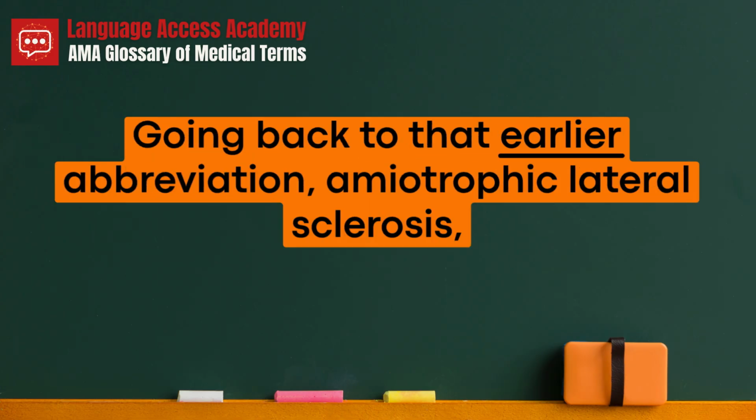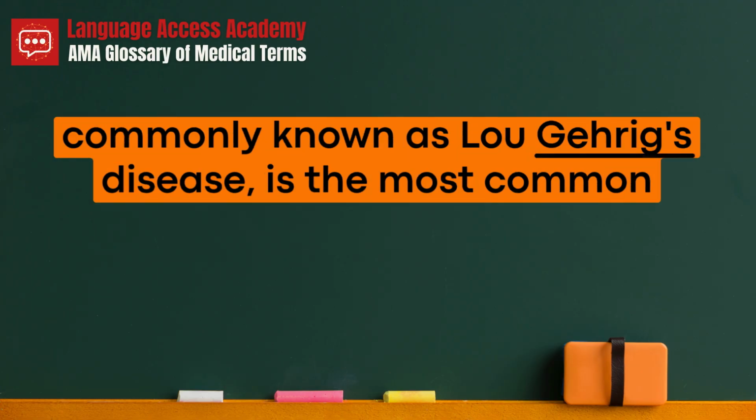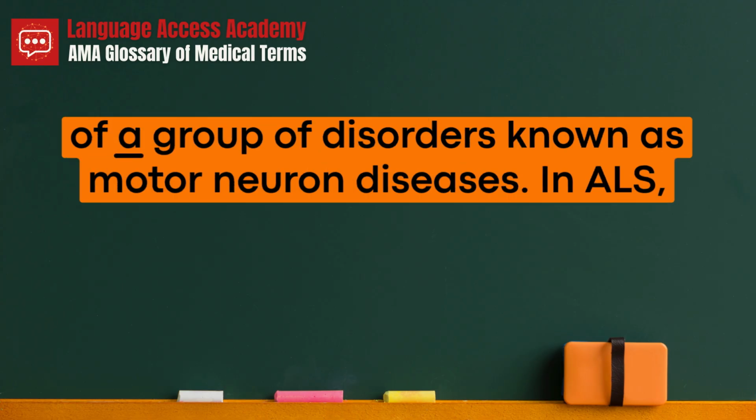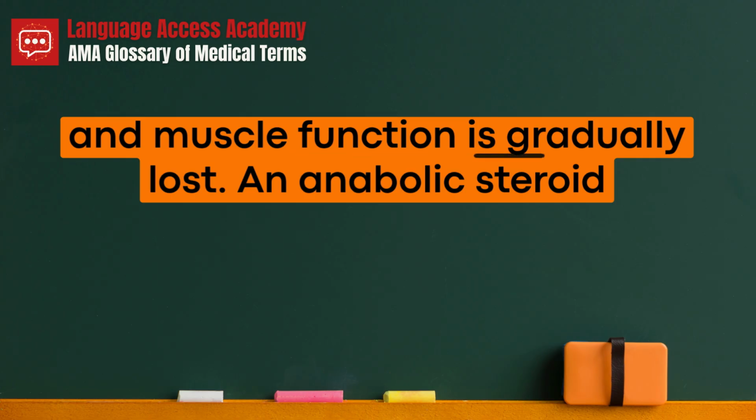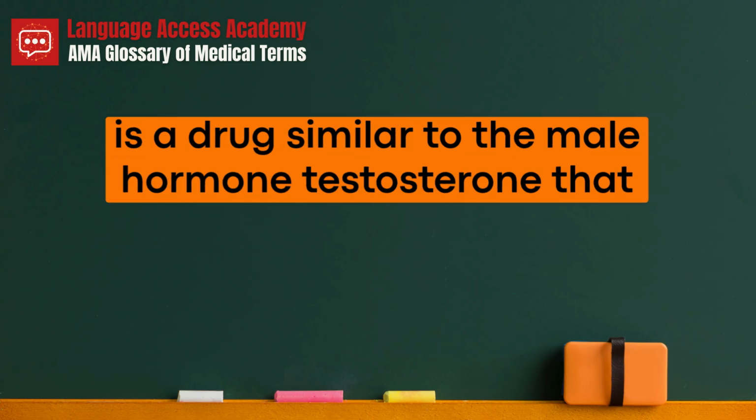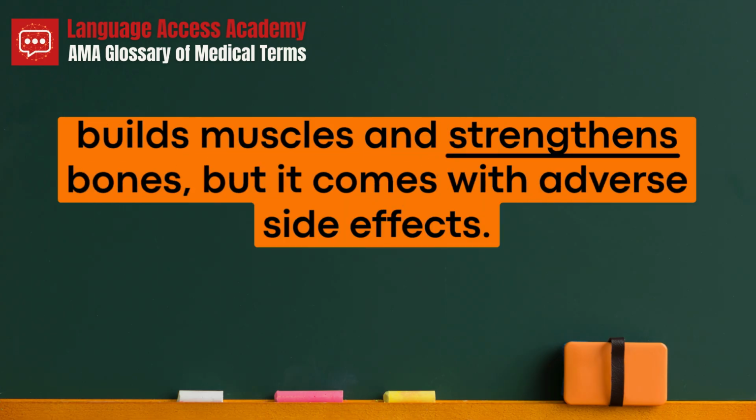Going back to that earlier abbreviation, amyotrophic lateral sclerosis, commonly known as Lou Gehrig's disease, is the most common of a group of disorders known as motor neuron diseases. In ALS, the nerves in the brain that control the movement of muscles degenerate, and muscle function is gradually lost. An anabolic steroid is a drug similar to the male hormone testosterone that builds muscles and strengthens bones, but it comes with adverse side effects.